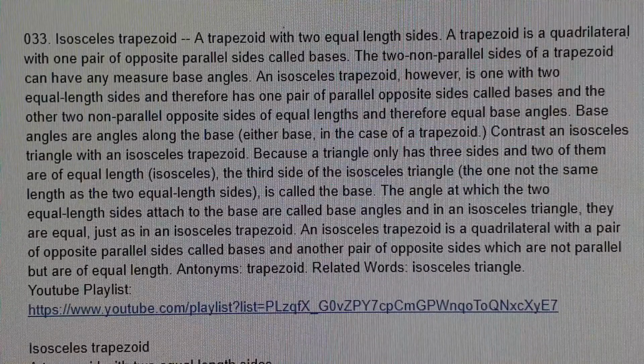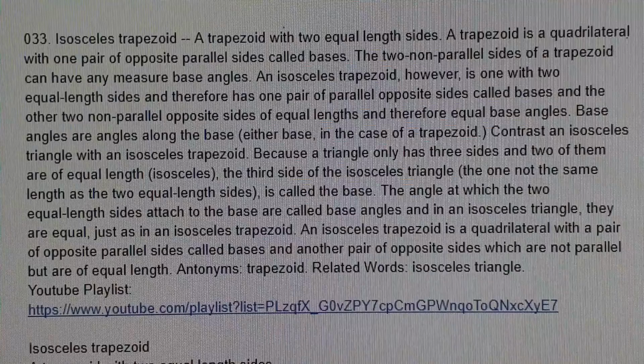Antonyms: trapezoid. Related words: isosceles, triangle.